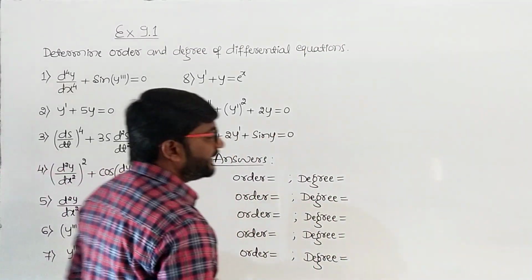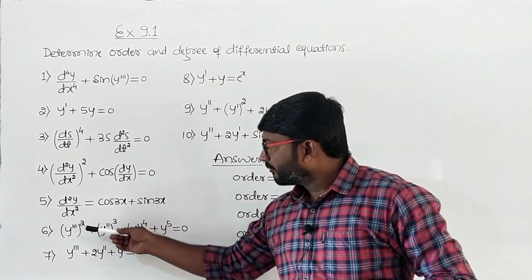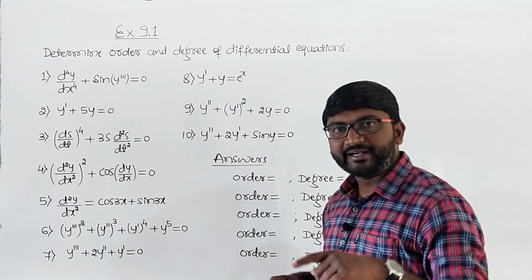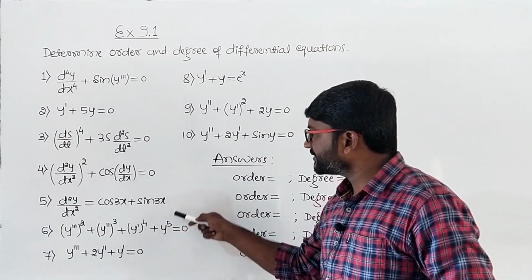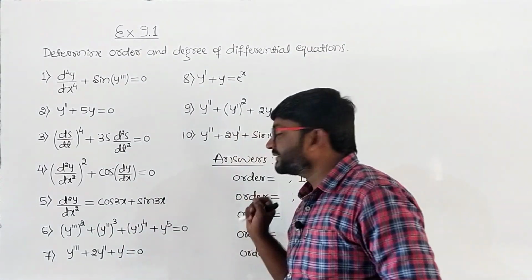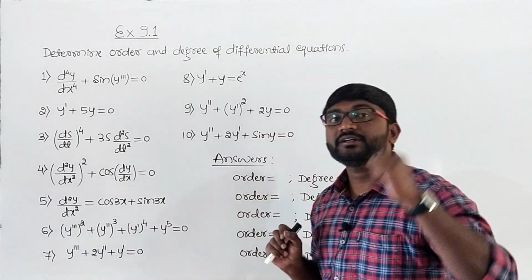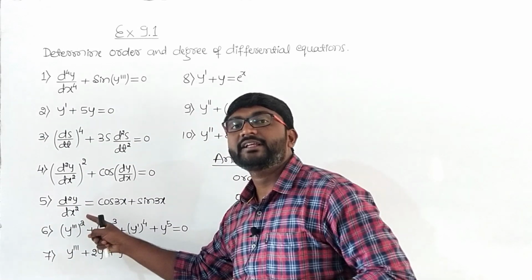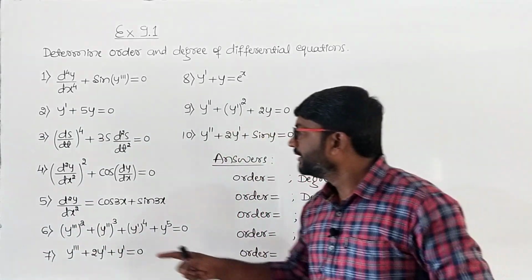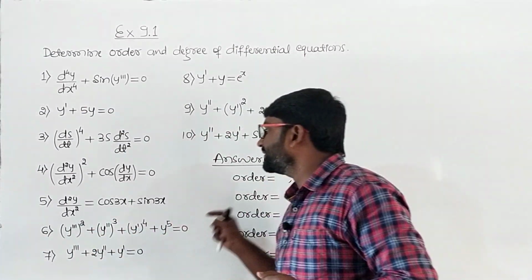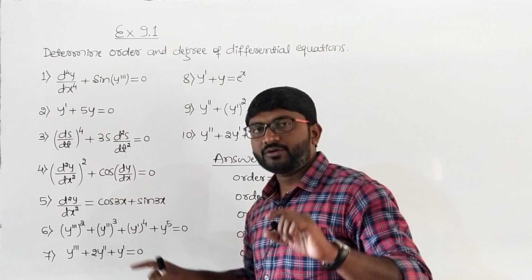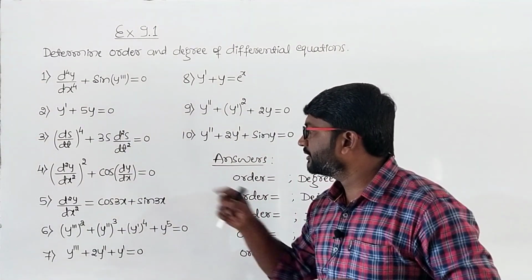Well, the next one, it is the sixth question. y triple dash the whole square plus y double dash the whole cube plus y dash to the power 4 plus y raised to 5 equals 0. So in this entire equation, the highest order derivative is the third order derivative. We have y triple dash, that means d cube y by dx cube. So the order of the differential equation is 3, whose highest power is 2. So order is 3, degree is 2.